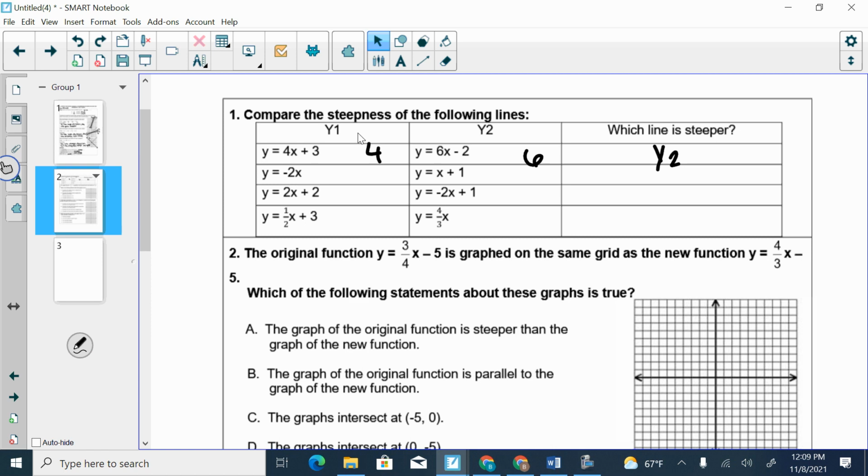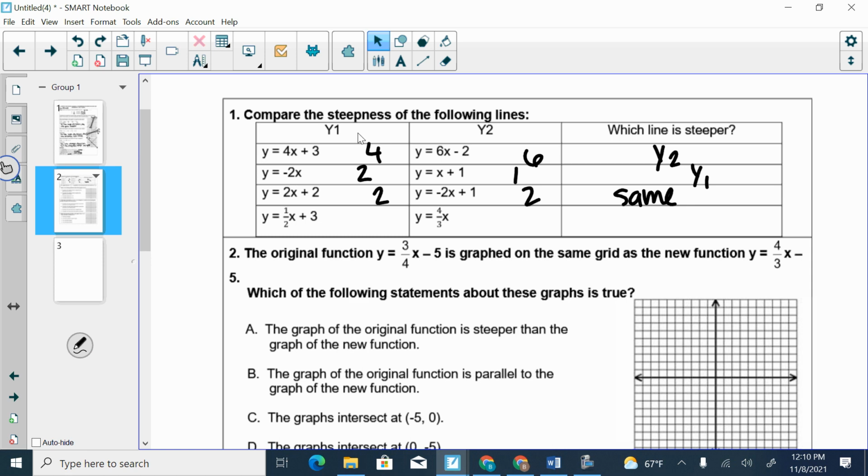Okay. In that second row, which part determines the slope? The -2, right? But does the negative affect the steepness? No, so we're just looking at the actual number itself. So this one's slope is 2. What's the slope on this other one? 1. So which one's going to be steeper? Y1. Good. All right, what's my slope on this one? 2. What's my slope on this one? 2. So is one of those steeper than the other? No, they should be just the same, right?